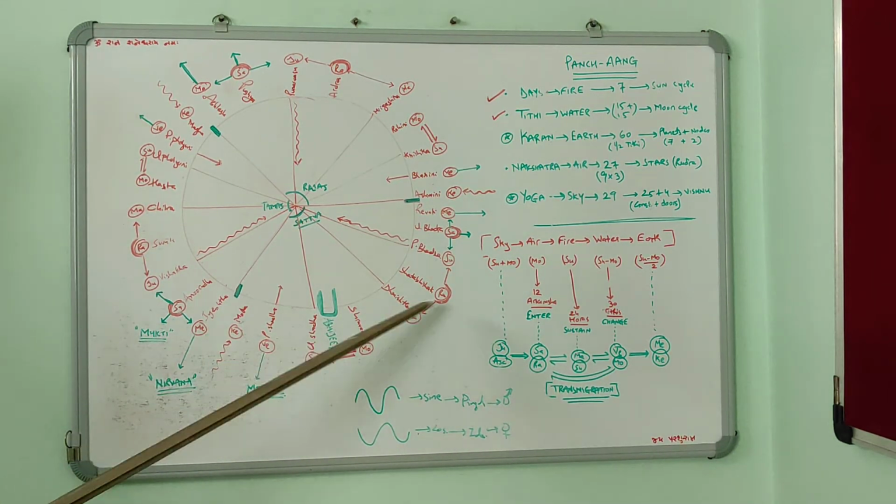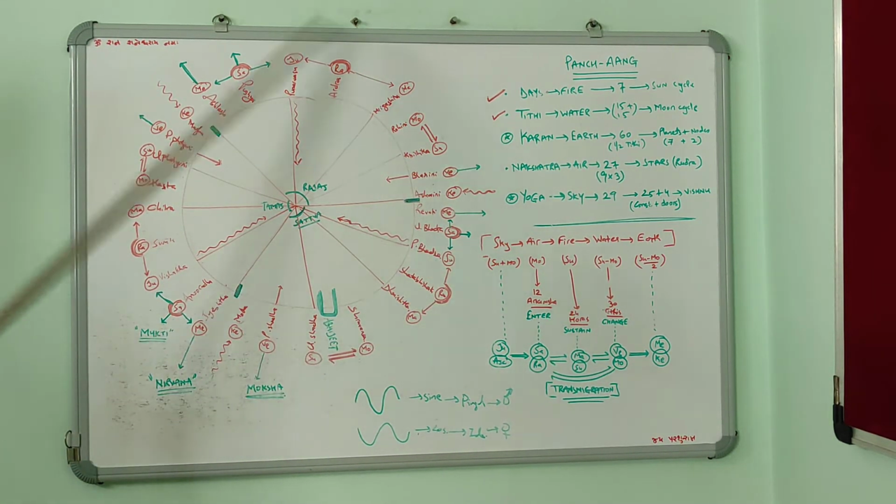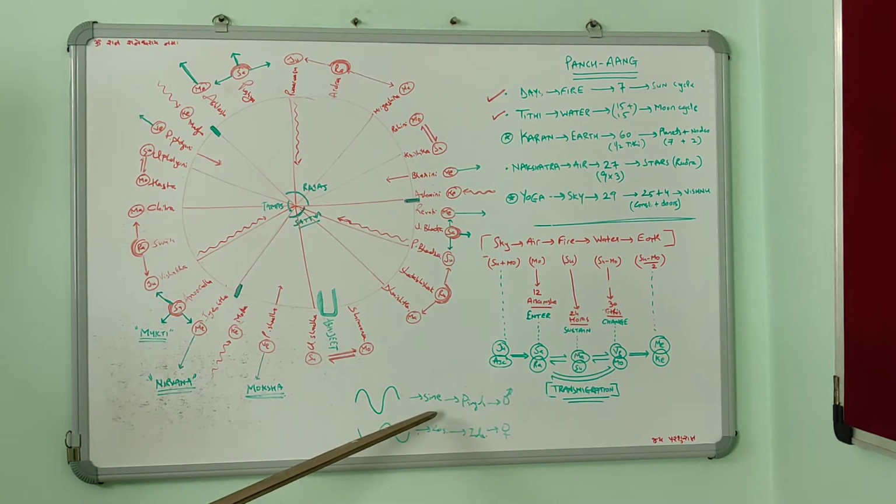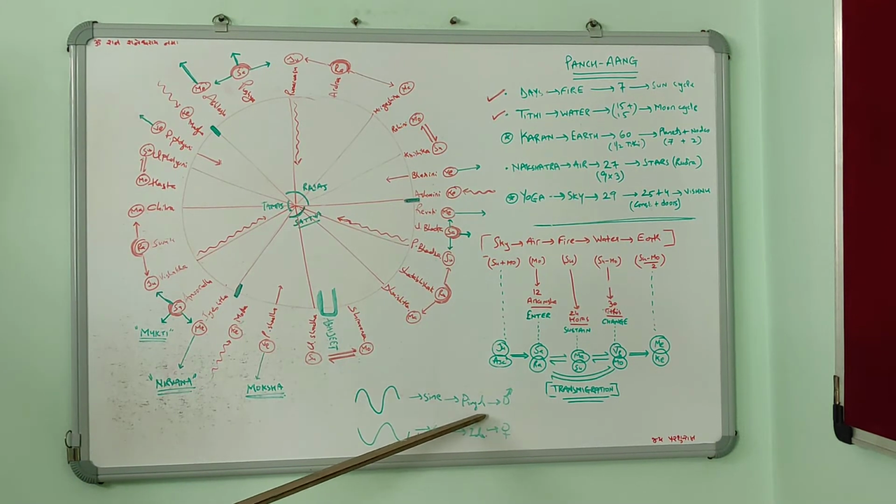Because what are Rahu and Ketu doing? Rahu and Ketu are changing the oscillation. If you have a sine wave soul inside your body, your Pingla is strong and that is why you are male. If you have a cosine wave inside your soul, your Ida is strong and that is why you are female.